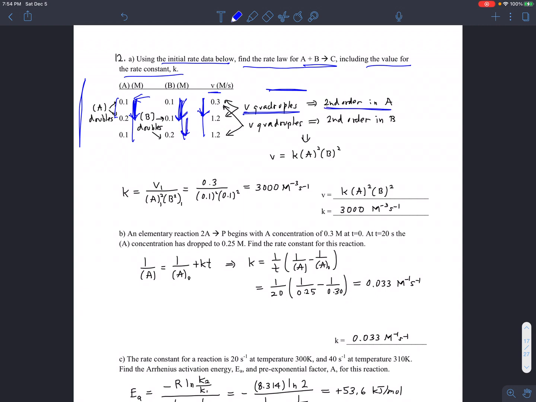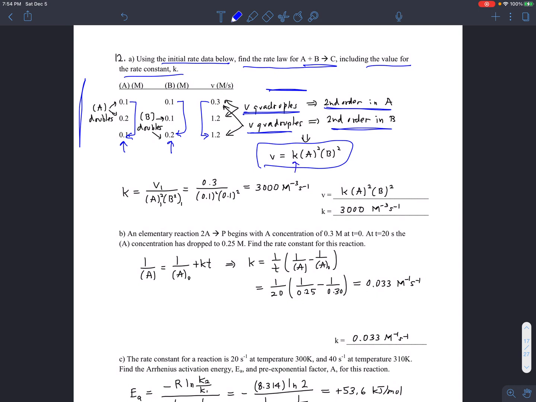When we look at the next pair down, when we compare lines 1 and 3, the A concentration stays the same, but the B concentration doubles, and comparing the velocities for lines 1 and 3, it also quadruples, which means, again, that it's second order in B, and so the rate law has to be of this form. It's fourth order overall, second order in A, second order in B.